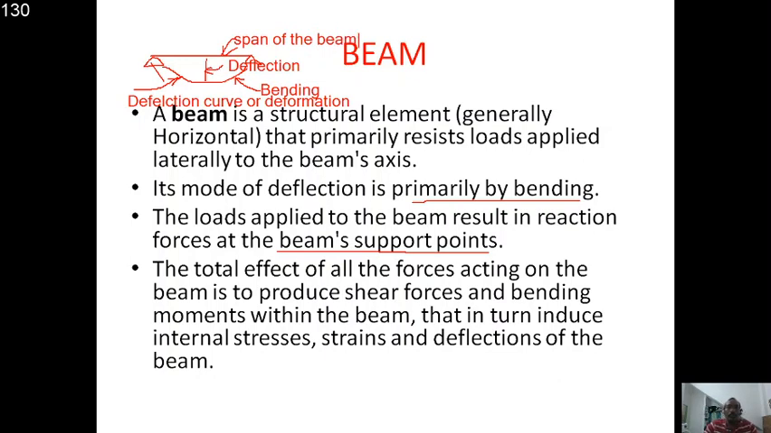That is, the length of the beam, we can say the length of the beam, span of the beam. And what you can say is that these are the supports, right? So these are the things. These are the supports.